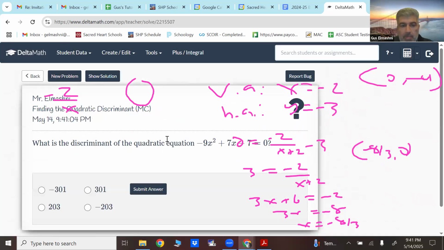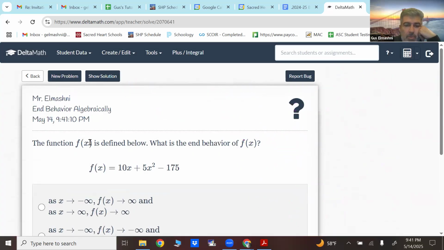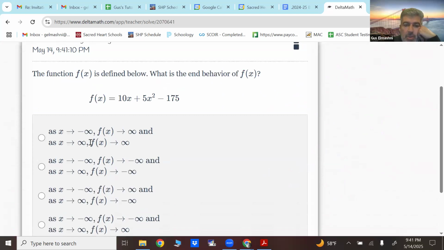Discriminant. Talk about this, what it is, just practice that. And behavior for polynomial functions. So the notation. Remember, you gotta focus on the leading term. If it's even and a positive coefficient, then we expect it to be up.